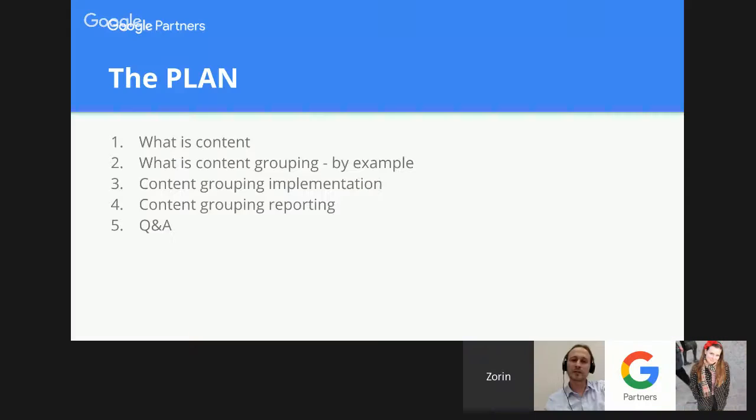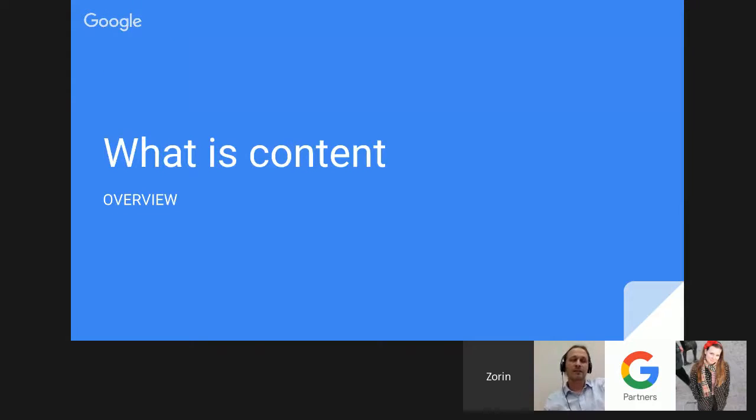So when you do content grouping, the main add-on to your daily work is to generate more time. So the plan for today is just to shortly explain what is content in Google Analytics, what is content grouping, and we will do some simple examples, and then the implementation itself, the reporting part, and afterwards we can do Q&A. Questions, as Albina said, can be posted on the Hangouts page, so feel free to ask whatever you have. So let's begin. The overview.